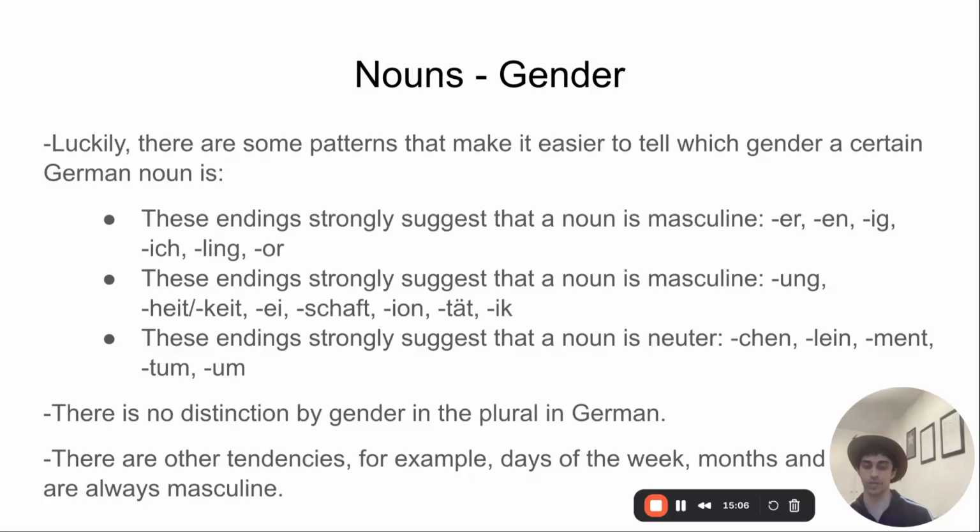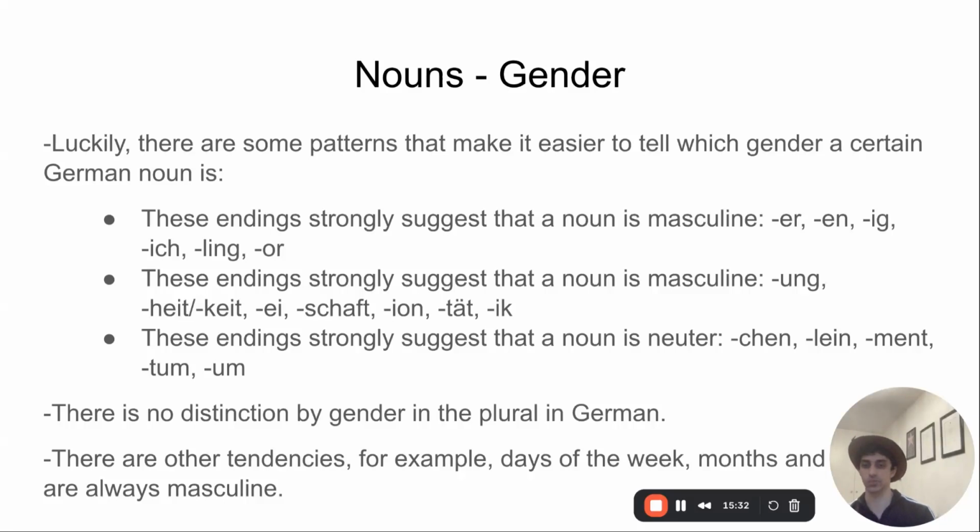In the plural in German, luckily, there's no distinction by gender, which means that all nouns or adjectives, for example, if they're in the plural, all have the same pattern, regardless of whether they're masculine, feminine, or neuter. There's no distinction at all based on gender in the plural in German. So that is a bit simpler. There aren't as many forms to know or to revise in plurals in German.